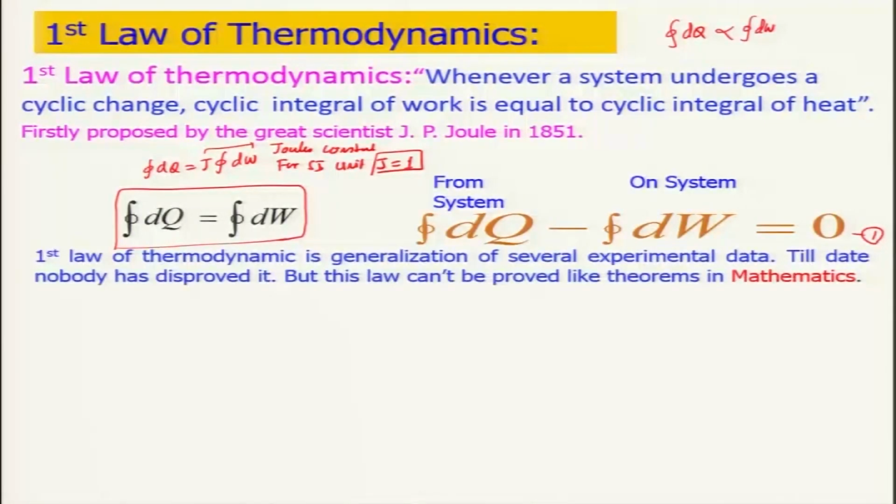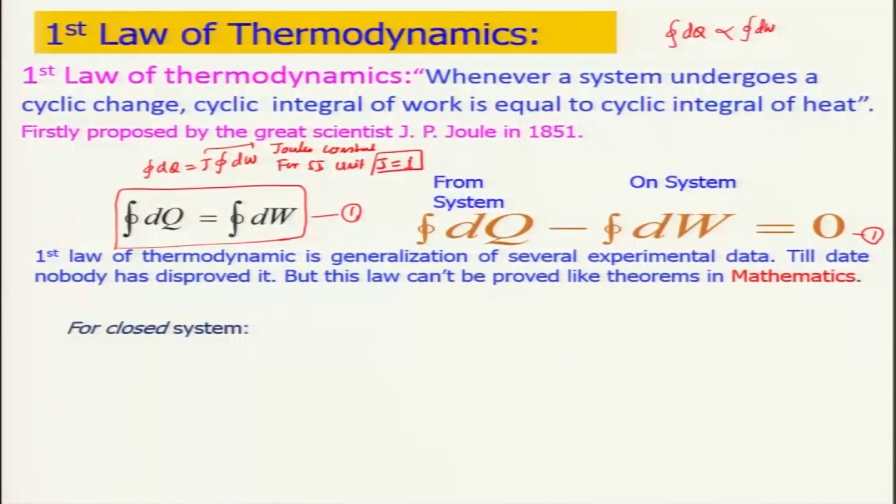Keep in mind that the first law of thermodynamics is a generalization of several experimental data produced by J.P. Joule around 1851, and till date nobody has disproved this law, but this law cannot be proved like theorems in mathematics. As I told earlier, this law we have discussed, equation 1, is valid for the cyclic process.